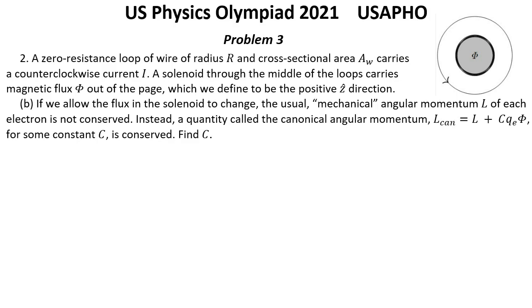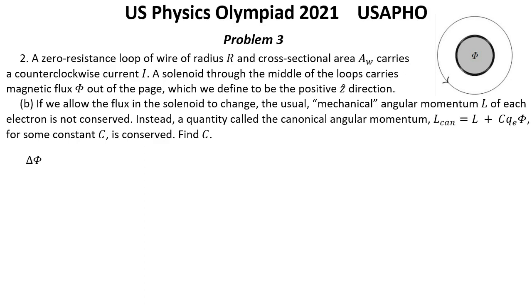Question B. If we allow the flux in the solenoid to change, the usual mechanical angular momentum L of each electron is not conserved. Instead, a quantity called the canonical angular momentum L can, equal to L plus C QF for some constant C, is conserved. Find C. Solution. We compute the change in angular momentum associated with a change in flux delta F.